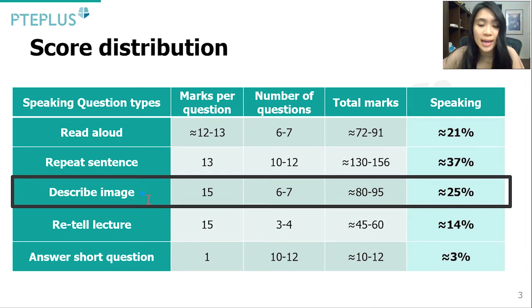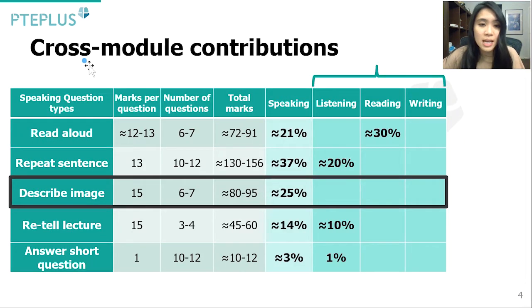Now, as we know in PTE, there is a cross-module scoring contribution as well. So for example, even though read aloud is a speaking question type, it doesn't just contribute to speaking, it also contributes to reading. Now, this is the same for all of the other question types where they either contribute to reading or they contribute to listening. But in the case of describe image, it only contributes to your speaking. So it contributes that 25% to speaking and that's it.